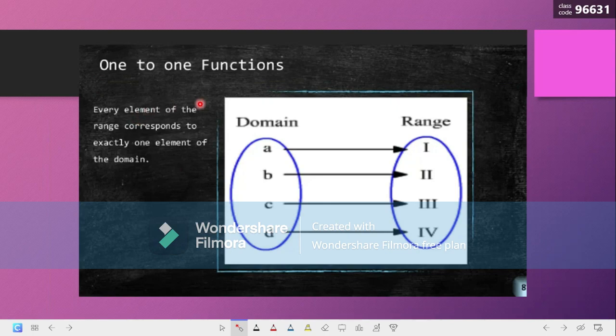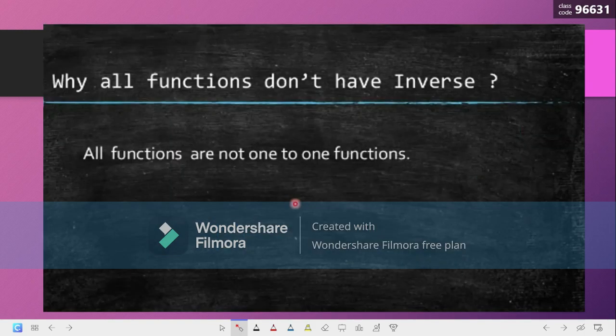Okay. So we have here the example of one-to-one functions again for us to really be clarified. Every element of the range corresponds to exactly one element of the domain. This is one-to-one. This domain and range, that is a one-to-one function. So why is it that not all functions have an inverse? Not all functions are one-to-one functions because there are many-to-one correspondences that are also considered functions. But only a one-to-one function has an inverse function.